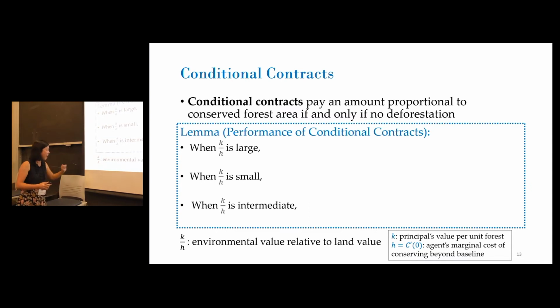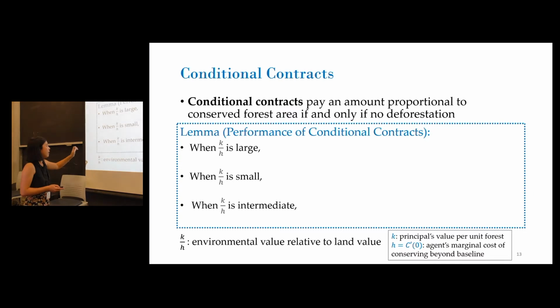And so what K over H is giving me is this ratio of the relative value to the principal of the land compared to the agent's value for the land. Okay, another way you can think about it is the way that in our numerical study we look at these relative values is K is kind of the environmental value of the land, which is what the principal cares about. And then the H is kind of the agricultural value of the land, which is what the agent cares about. Okay, so let's look at these three regimes.